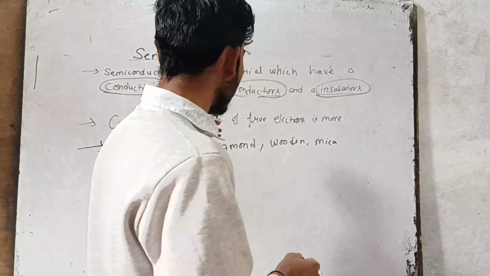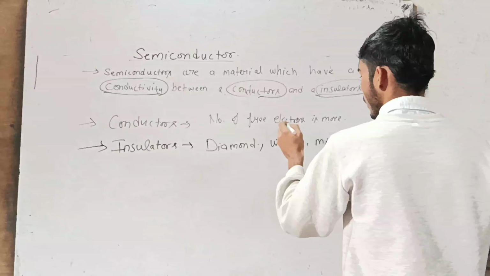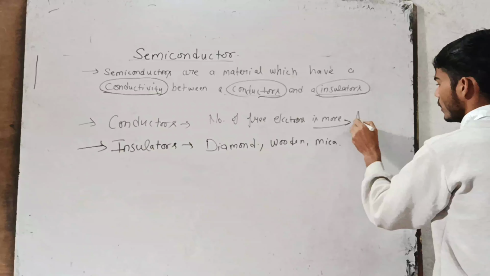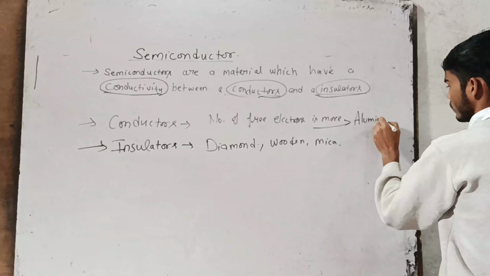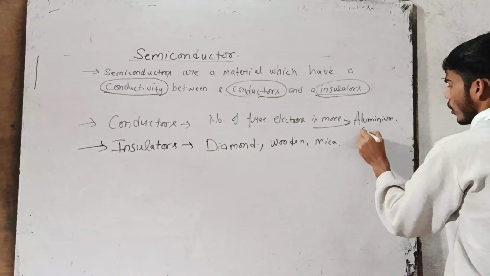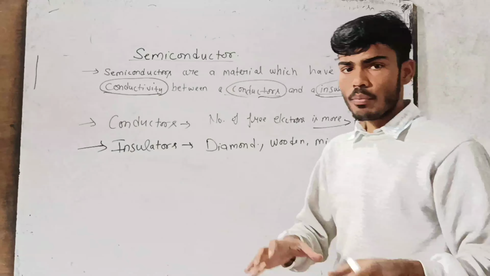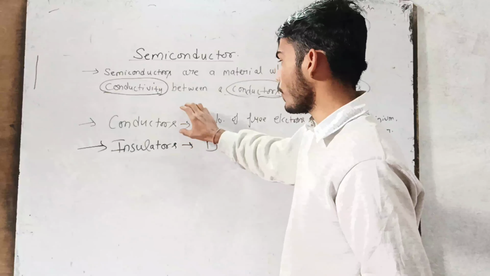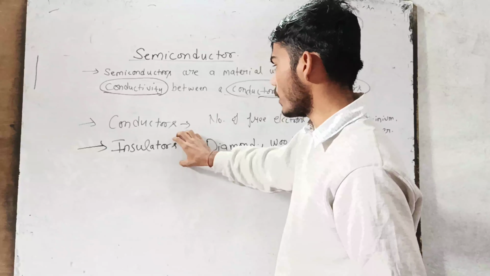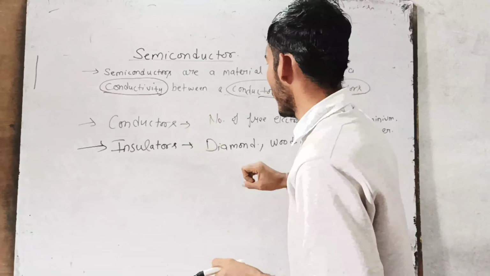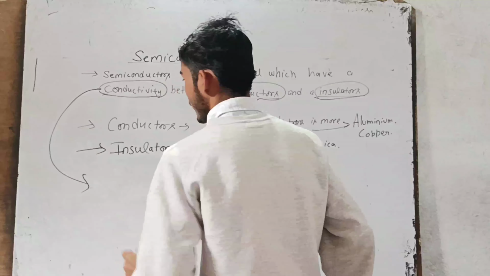And what are examples of conductors? Examples of conductors are aluminium, copper. So now we get the definition of conductors and insulators, what they are basically. And now we will see conductivity.